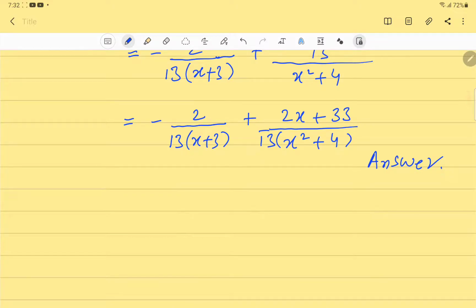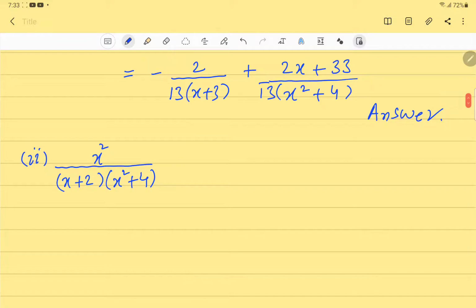Let's move on to our second question of this video. It is x squared over x plus 2 into x squared plus 4. Now I believe you will be very well versed in checking the degree. The degree of the numerator is 2 here, and the degree of the denominator is 3, which means it's a proper algebraic fraction.